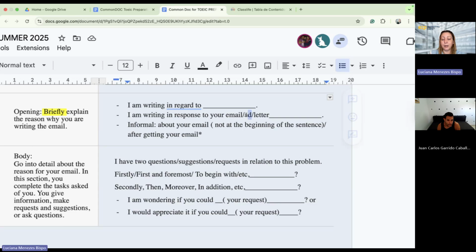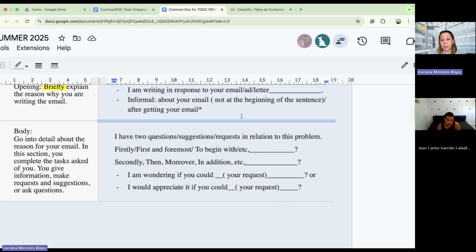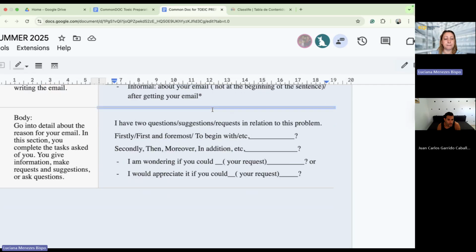And here, ad, because you can answer ads as well. You can answer, for example, if they say that you are selling a car and you need to answer your possible customer, right? So that's why I wrote ad here, because it's good to know also the vocabulary for the ads. All right. And informal, I don't think it is the case, but it is here just in case.